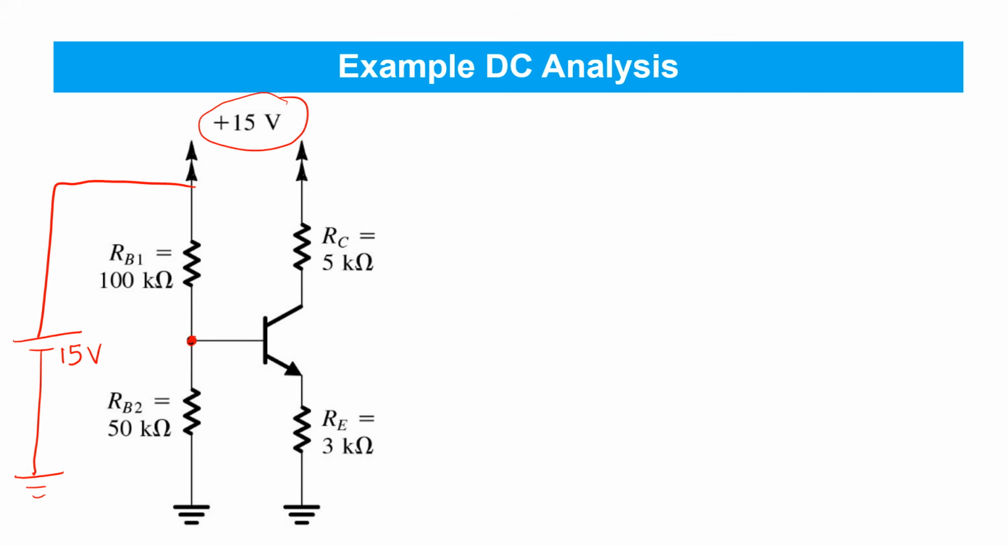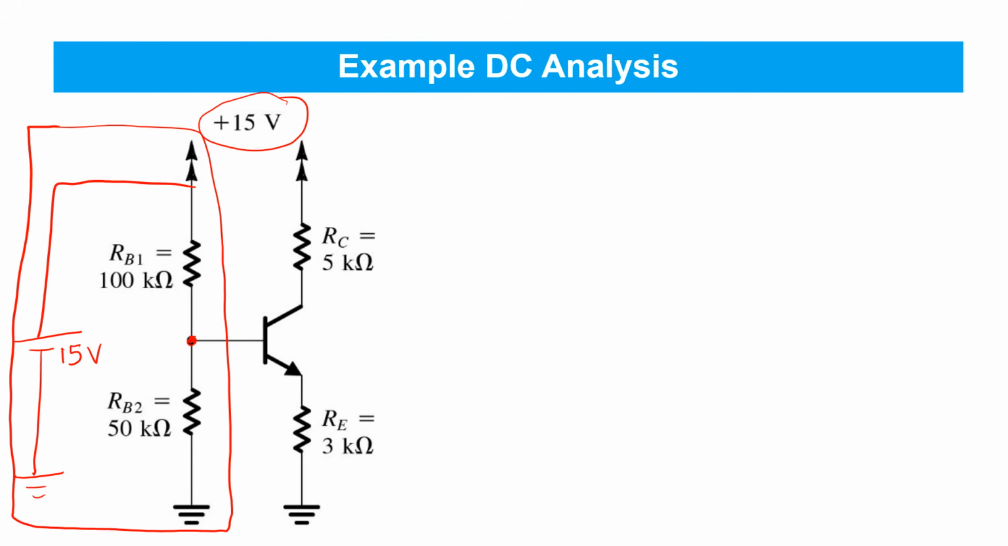A trick that can be used to simplify the analysis is to take the red boxed circuit here and come up with an equivalent circuit for it.